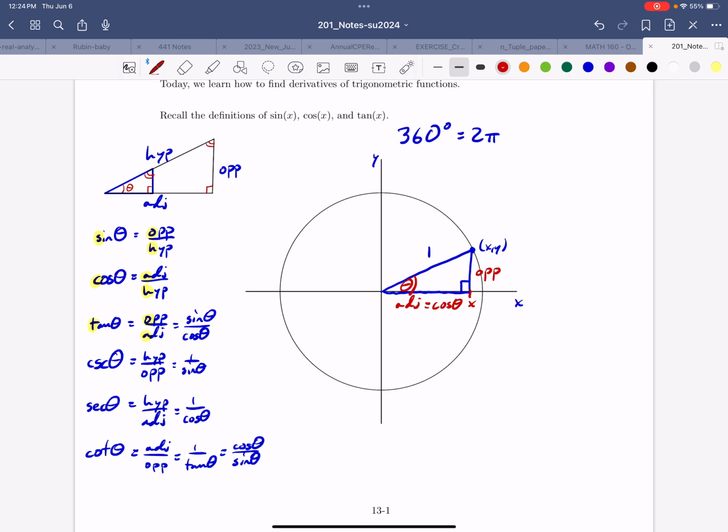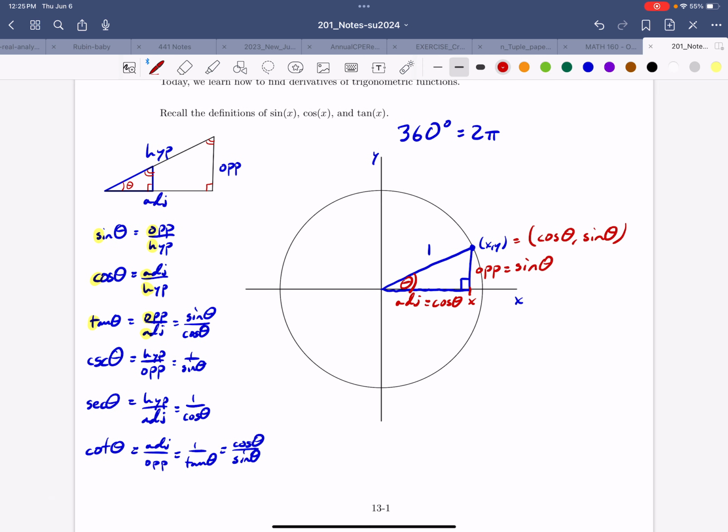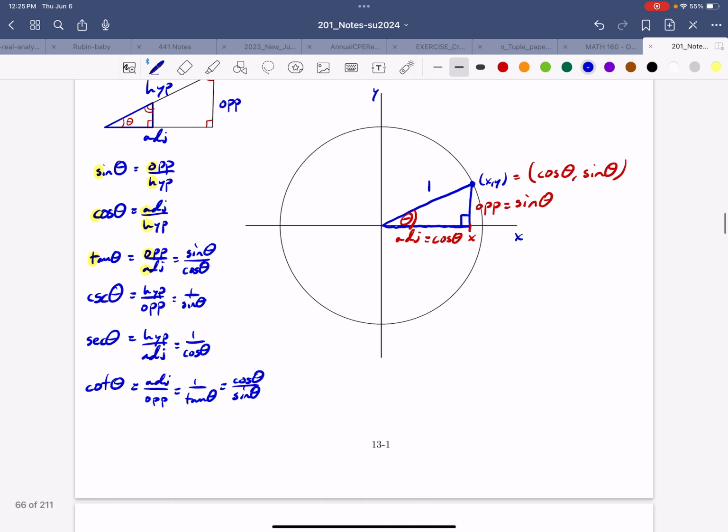And analogously, the opposite side length can be thought of as sine of theta. So really, this coordinate x comma y is really cosine of theta, sine of theta. And that's going to help us derive our unit circle. So let's get some important angles going here. I'm going to have a little chart here. This is theta. This will be cosine of theta, which remember we can think of as the x-coordinate, and sine of theta, which we can think of as the y-coordinate.